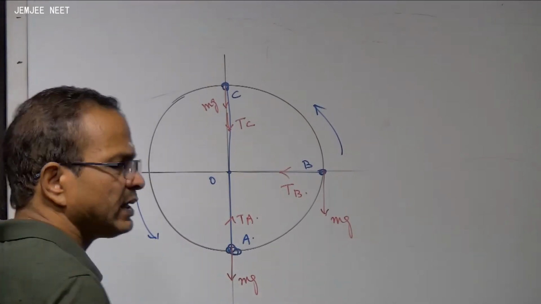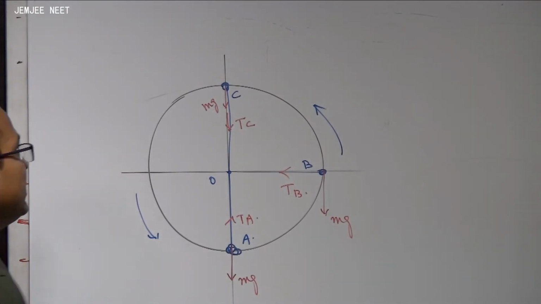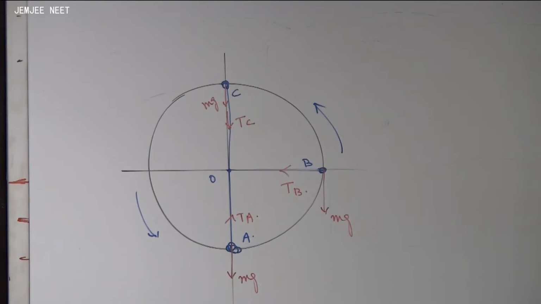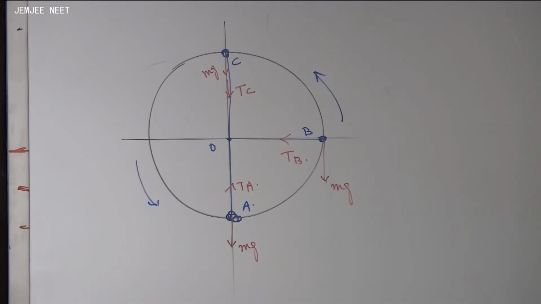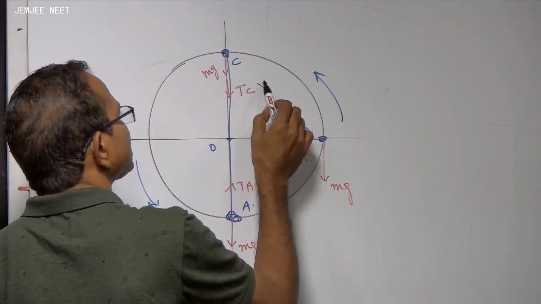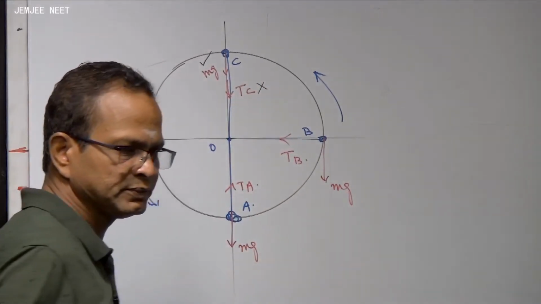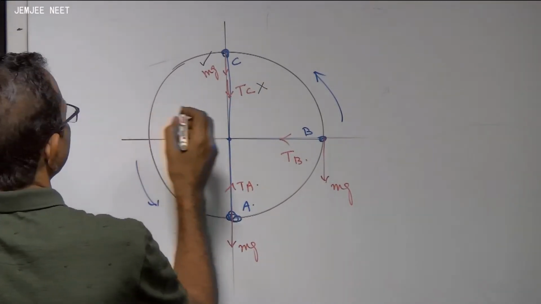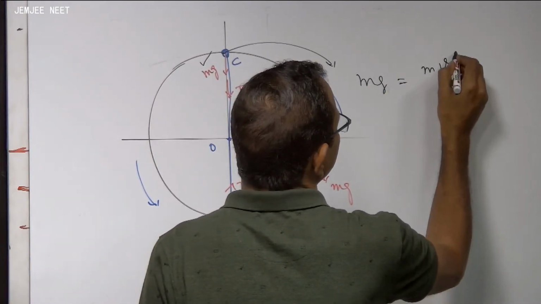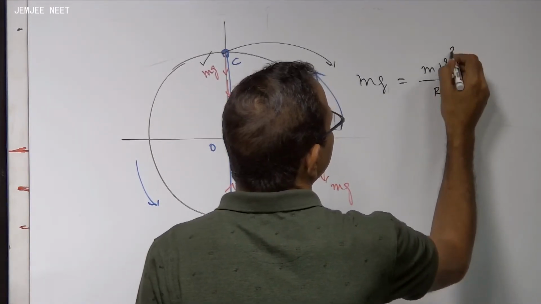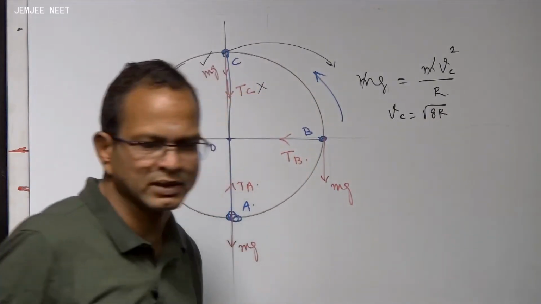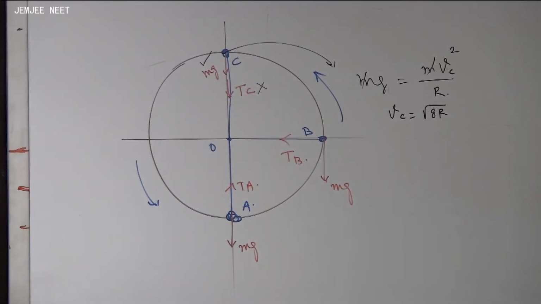So if you take point A, even if T at the top is not supporting, mg can continue to support. Therefore, what's the formula here? mg provides the necessary centripetal force, mv square by R. Vc is equal to square root of gr. Nothing new. So what's the critical velocity at the topmost point?